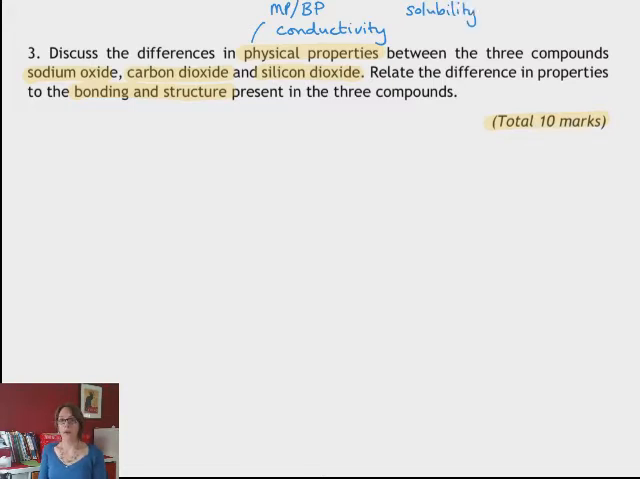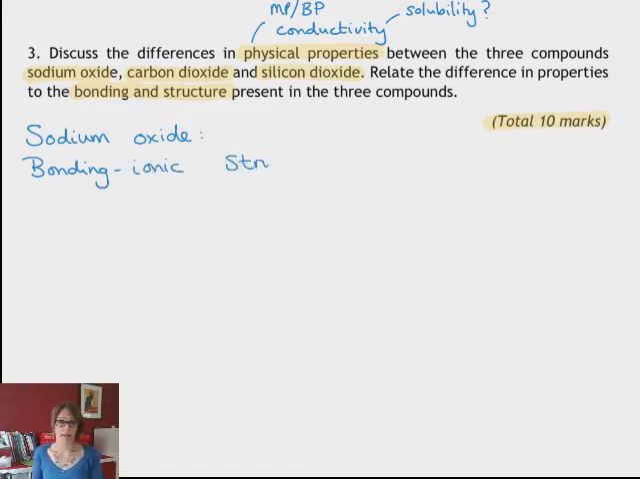So we're going to try and write them all in the same format so that we don't tend to miss things out. You don't need long sentences for this. We don't need a lot of because and wherefores and howevers. So we'll start with sodium oxide. Hopefully we're aware that that's an ionic compound. So our bonding is ionic. And if it's ionic, our structure is a lattice.